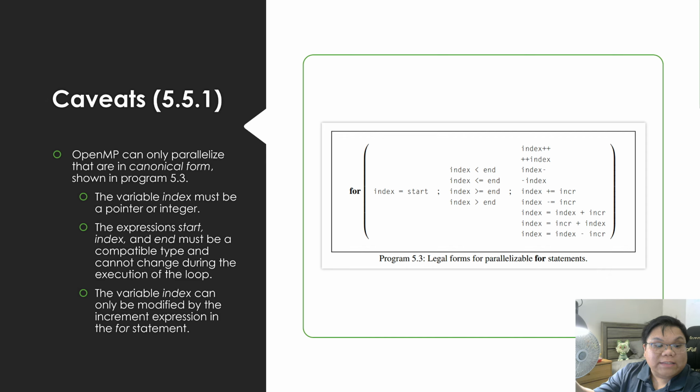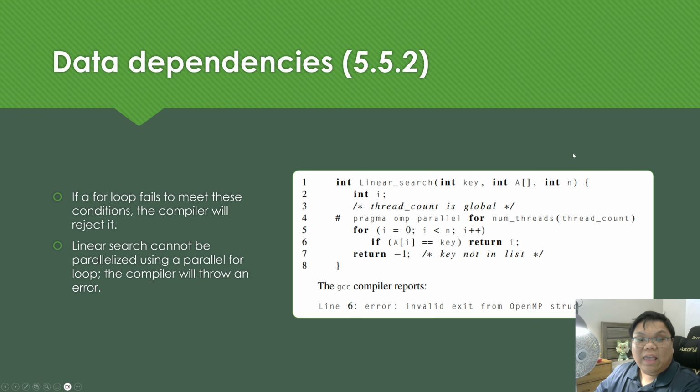And the variable index can only be modified in the increment step of your for loop. So the increment expression, these are the only increment operations that are allowed. You cannot increment the index anywhere else in your for loop. This is the only place where you're allowed to increment. And if your for loop fails to meet any of those conditions, your compiler will just reject the for loop.